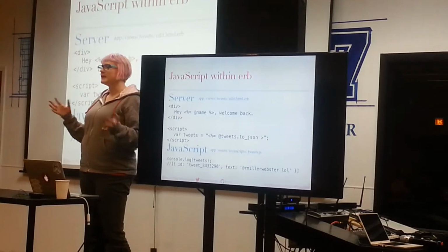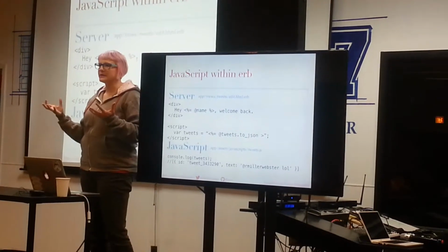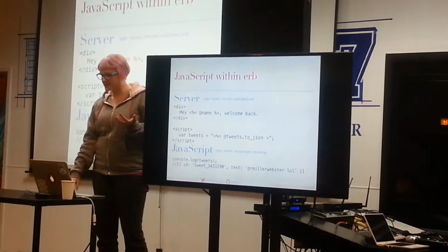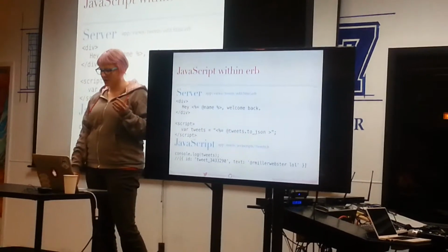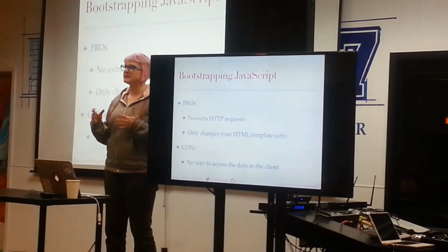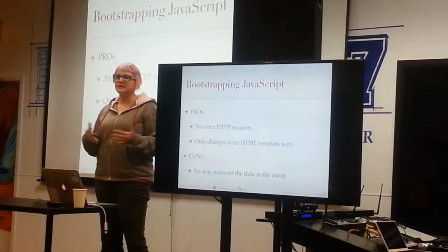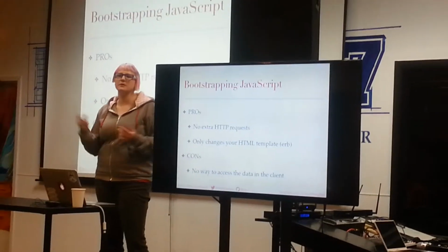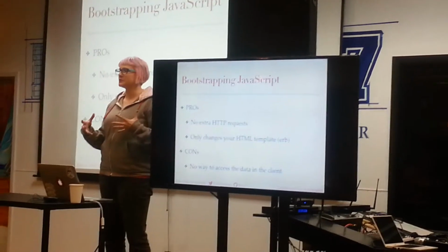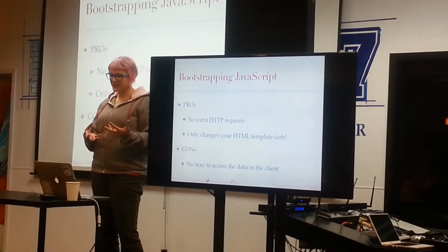And so we can actually do var tweets equals our tweets to JSON. This is nice in certain cases. It means there's actually no AJAX request that happens, which can be positive. There's no extra HTTP request that the user has to wait for to get data. The only place that you're changing really anything on the server is in your HTML template.